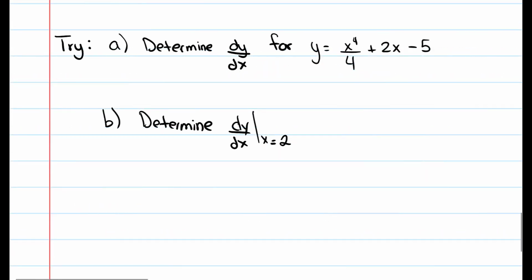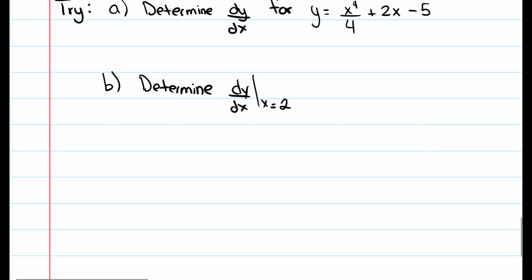Now I want you guys to try to determine dy dx for y is equal to x to the 4th divided by 4 plus 2x minus 5. And then I want you to determine dy dx when x equals 2. All right, let's give it a try.